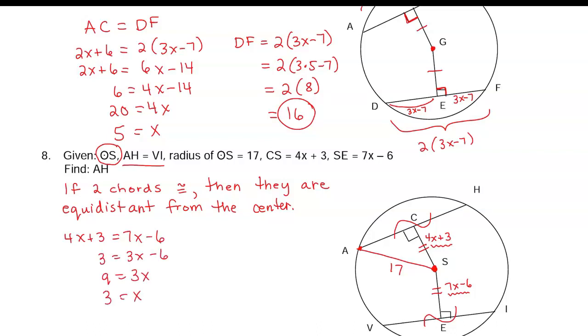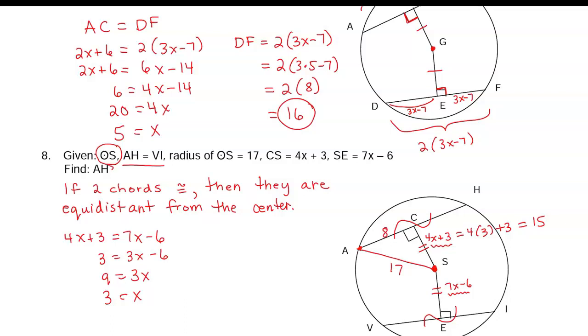X equals 3. Now I can find the length of SC. So SC will be 4 times 3 plus 3. That's 12 plus 3, which is 15. I know that SC is 15 now. That's a leg of the right triangle. 17 is the hypotenuse of the right triangle. So this is an 8, 15, 17 right triangle.